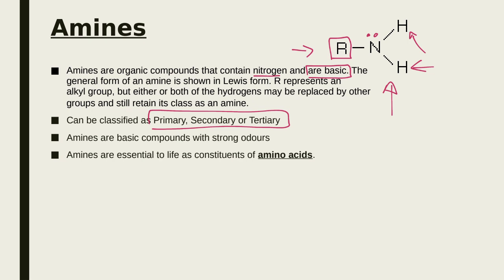and a tertiary would have 3 R groups. They are basic, so their pH is greater than 7, and they have really strong odors, and the odors are not good. They don't smell very good. Amines are actually produced from the flesh of decaying fish. When you smell a strong fishy smell, that's usually an indication that the fish has been around for a little bit, and bacteria are decaying the flesh, and they release these amine compounds that have a foul odor. They are also part of amino acids, so you will see them in biochemistry.